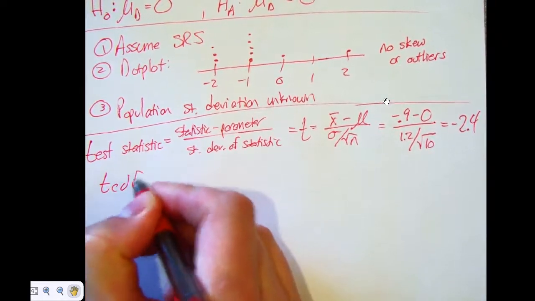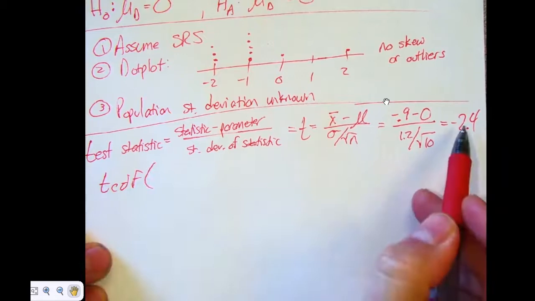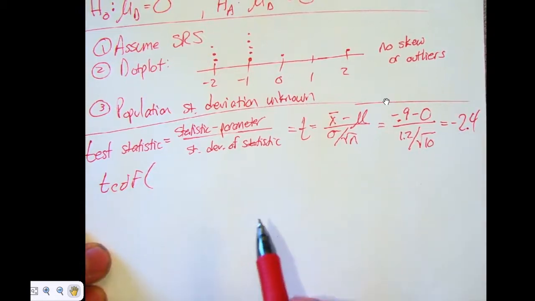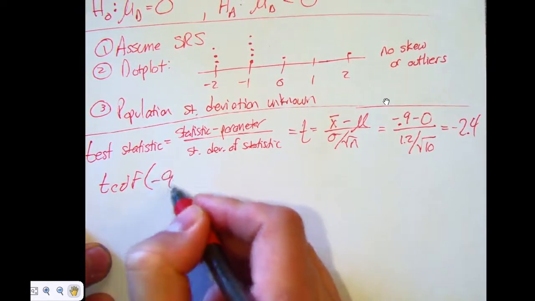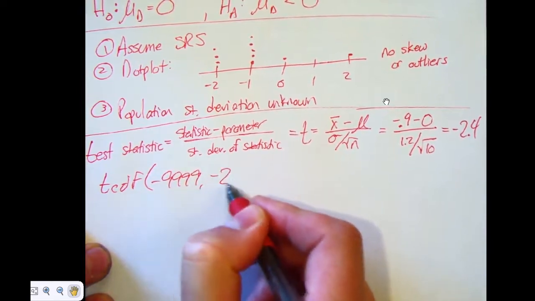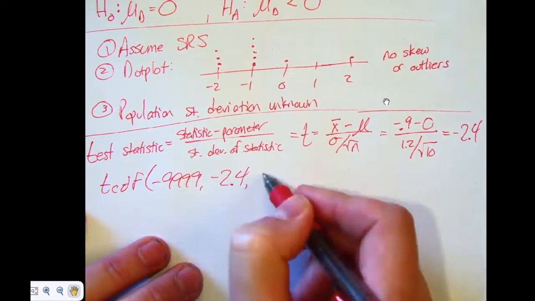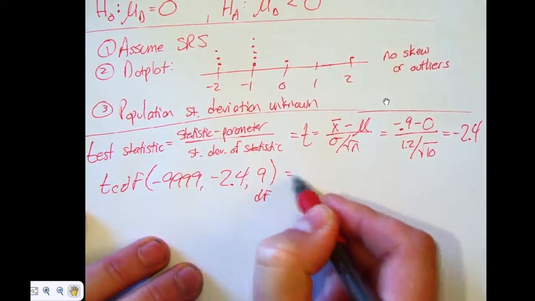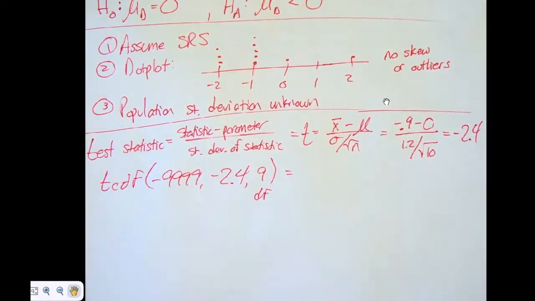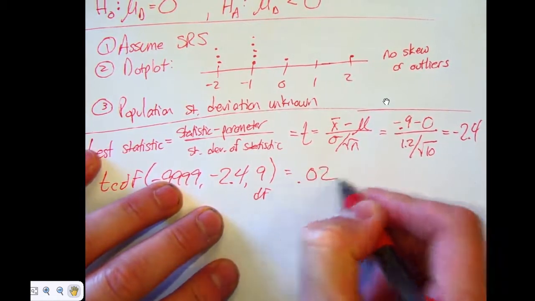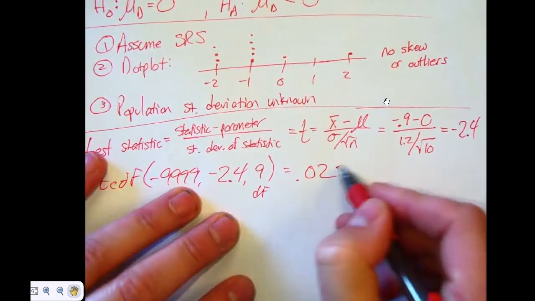TCDF. It was a less than test, so am I using negative 999, comma negative 2.4, comma what? Comma 9. So remember, if it's a 2 sample, you have to run the test to get the degrees of freedom, but if it's a 1 sample, I can just do n minus 1. Do I have to double this p-value? No, because it's a one-sided test. So the p-value is 0.02.